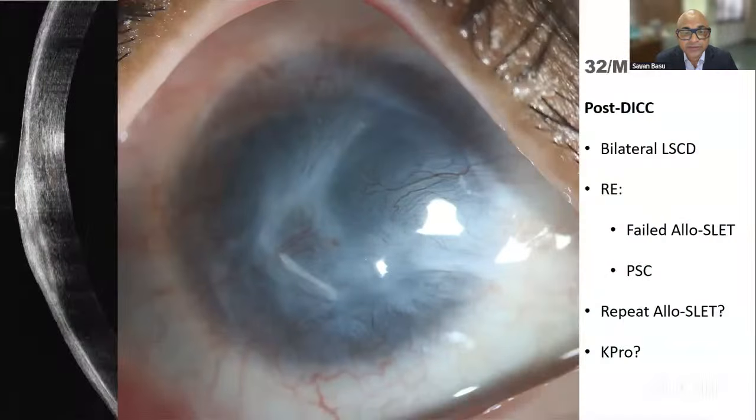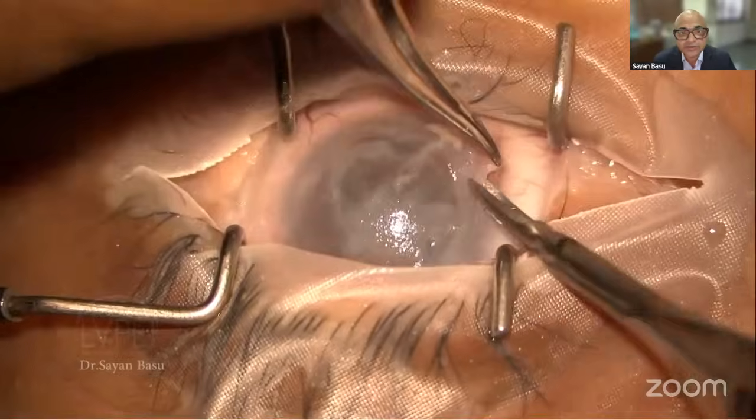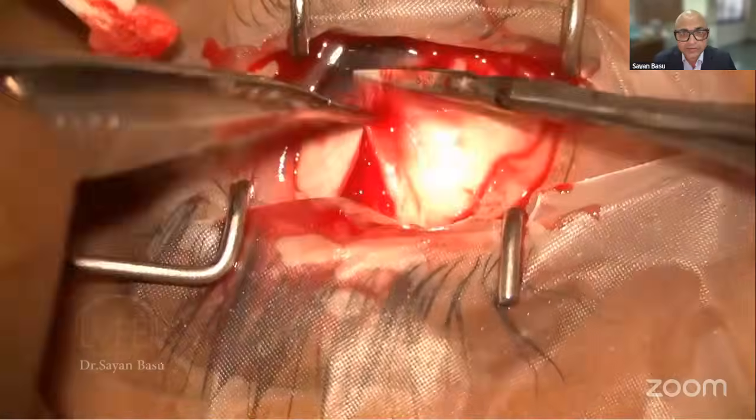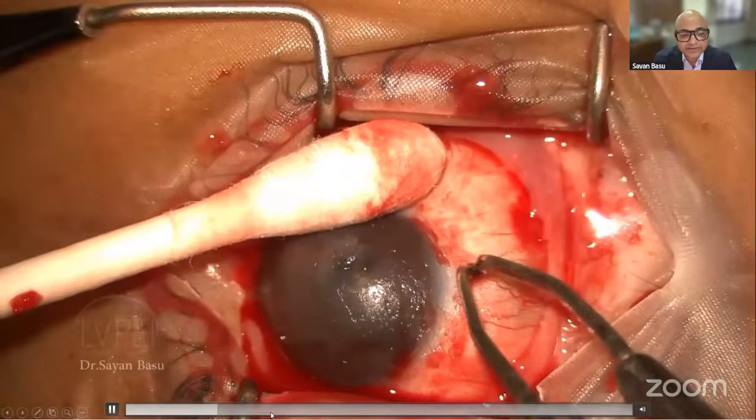And these are cases where we think that we can reconstruct using the oral mucosa, just like you do for COMET, or we used to do for CLET, which later transformed into SLET. This is our latest innovation in terms of SOMET, or simple oral mucosal epithelial transplantation. So again, the surgery is very similar to SLET.